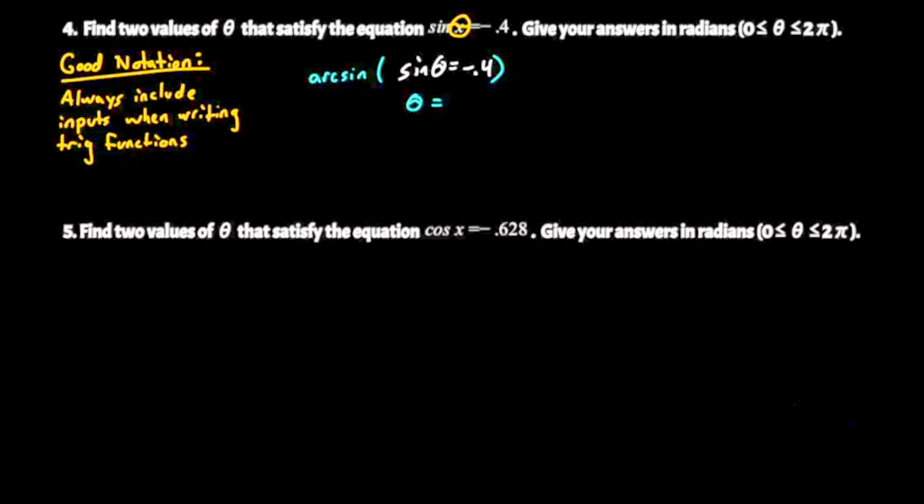So theta equals, and then on this side we would have arcsine of negative 0.4. And again, I'm writing my inverse trig function along with an input. And now this is not a special triangle type of value, so I'm going to have to use my calculator to evaluate this. So when you type that in, you get theta equals negative 0.4115. And it's just a coincidence that these decimal values happen to be so close to the input values.